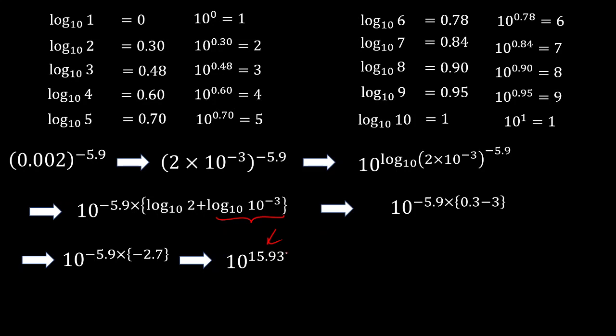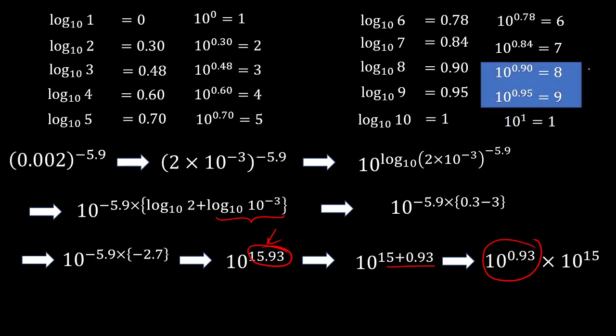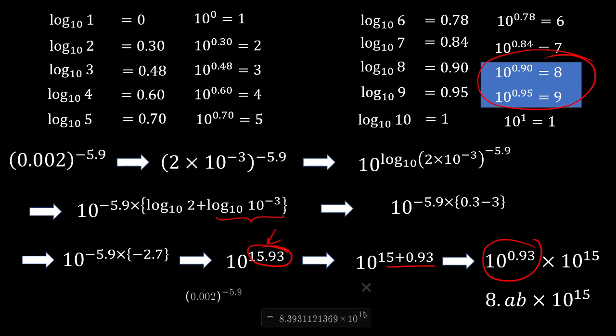You will go to the last integer of 15.93, which is 15, the integer just before 15.93, and you will break it down like this. Then you will apply the law of exponents, and then you will approximate 10 to the power 0.93. So that would be somewhere here, 8 point something, right? So 8 point something. Let's see what the calculator has to say about this. 8.39.